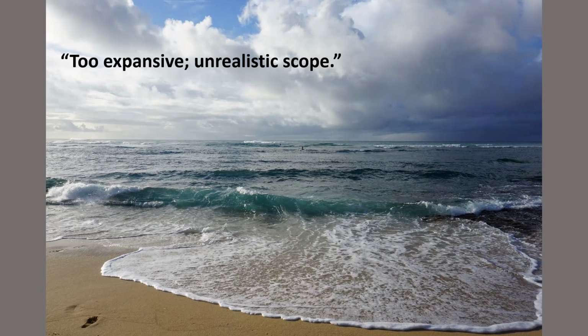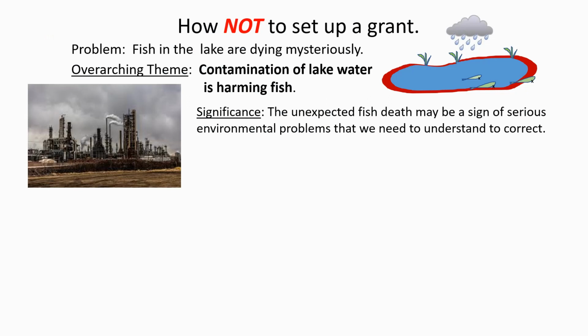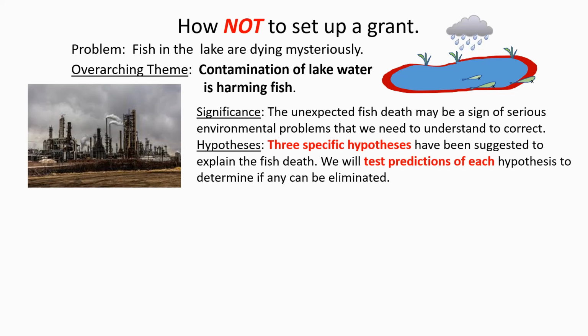So on the opposite end of the spectrum from diffuse and unfocused is a grant which is well focused, but it's far too expansive. It has an unrealistic scope. So here's an example of a grant that shows that kind of problem. The grant has an overarching theme that contamination of lake water is harming fish. This is somewhat more specific than the first time, and similarly, the significant statement also points to environmental problems. Most importantly, the grant is focused on three specific hypotheses and will test predictions of each hypothesis to determine if any can be eliminated. So this grant already is much more focused than the first grant we saw.